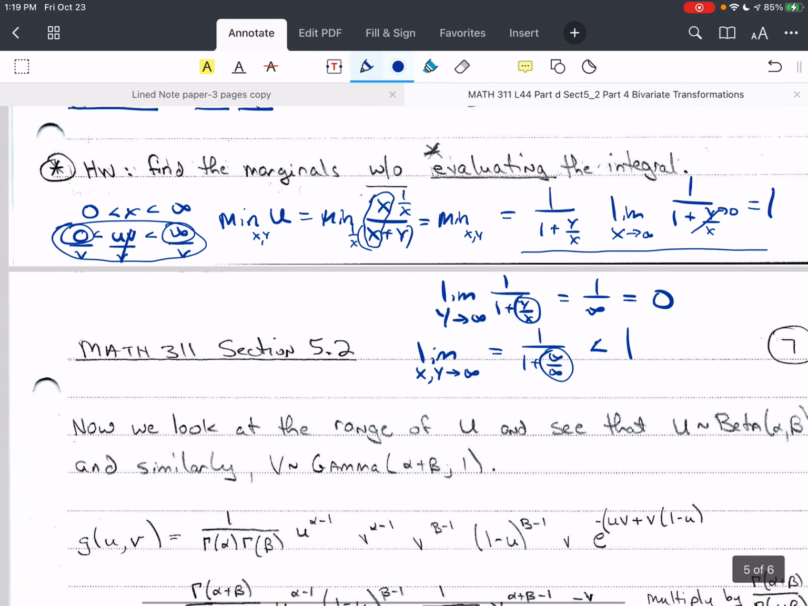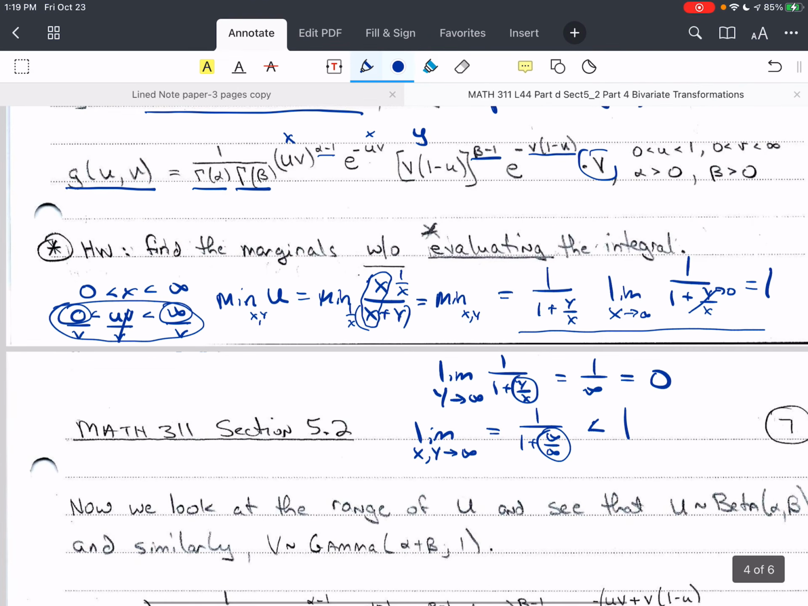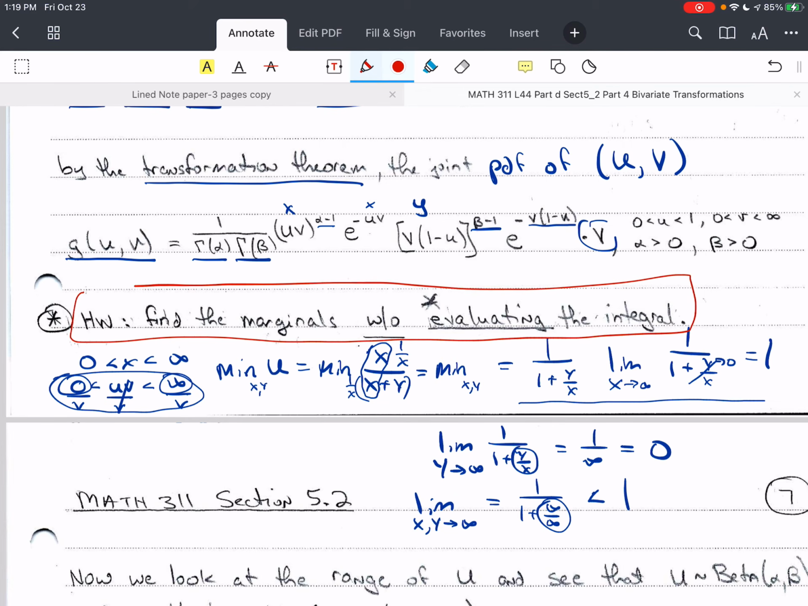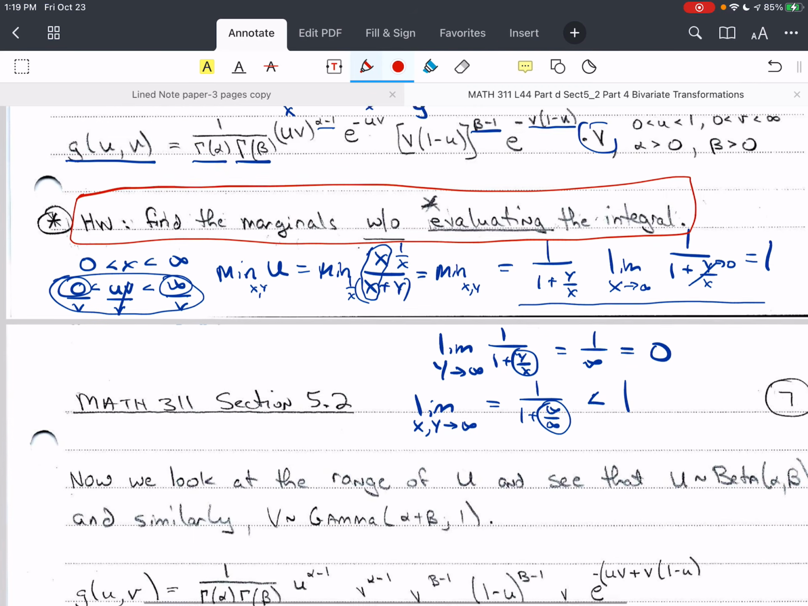So now that we know what a beta distribution is, we see that the range of u is between 0 and 1, and we're going to find, and this is part of your homework, I want you to find the marginals of this without evaluating the integral. So you can't evaluate the integral. You can set up the integral and look at this. And I'm going to give you the spoiler. I'm going to tell you what you're looking for. But you're still going to have to show it to me and prove that you know there's some tricks to this.